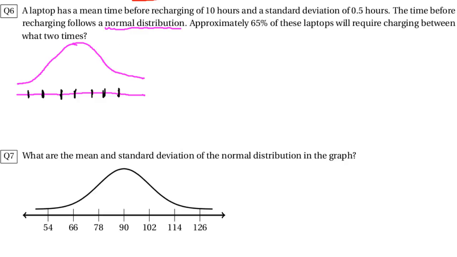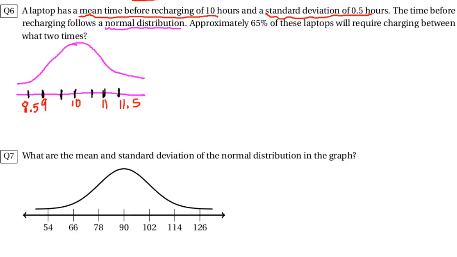Taking a look at this, it says that the mean time is 10, so that means I need to put a 10 right here in the middle. And then it says a standard deviation of 0.5, so that means that this is going to be 10.5, then 11, then 11.5. And I can't really turn sideways and write 10.5 right here, so I'm going to leave that blank. This right here is going to be 9.5 and 9. So then this is going to be 8.5 right here.